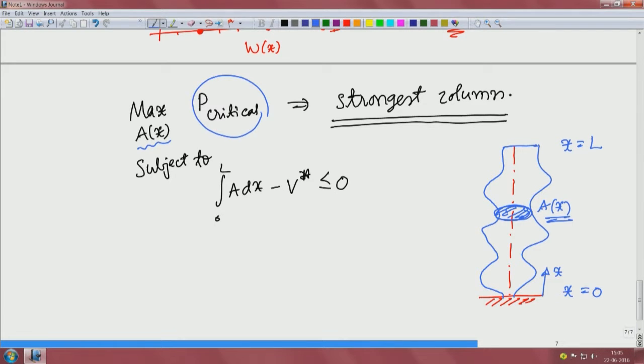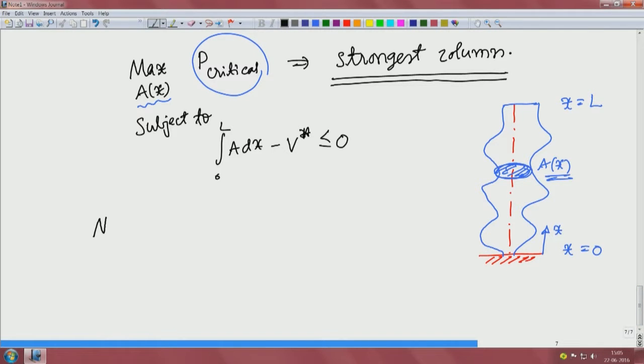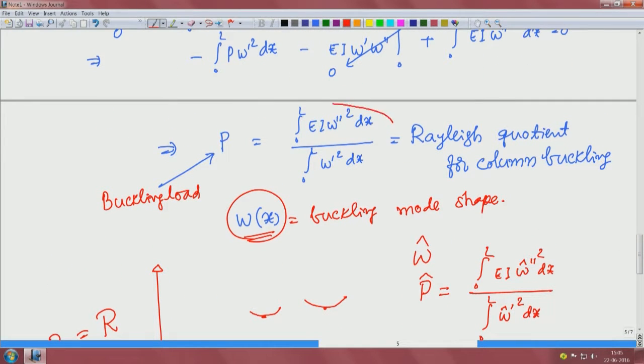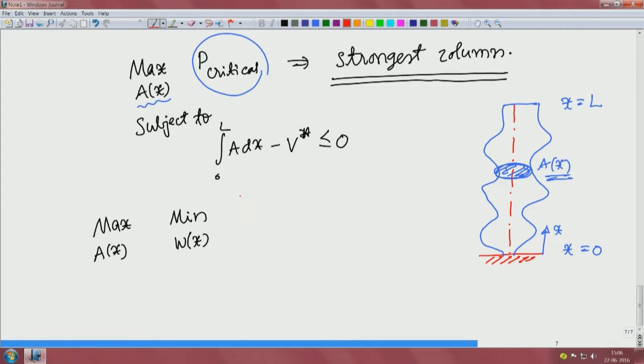But how do I get P critical? That is where we use the Rayleigh quotient. So, we rewrite this problem: maximize over A of x. P critical, we know that if I minimize the Rayleigh quotient with respect to W of x, and if you recall from the last lecture, this was the Rayleigh quotient for column buckling, then we get the fundamental buckling load. So, the Rayleigh quotient is the integral from 0 to L of E I W double prime square dx, divided by the integral from 0 to L of W prime square dx.